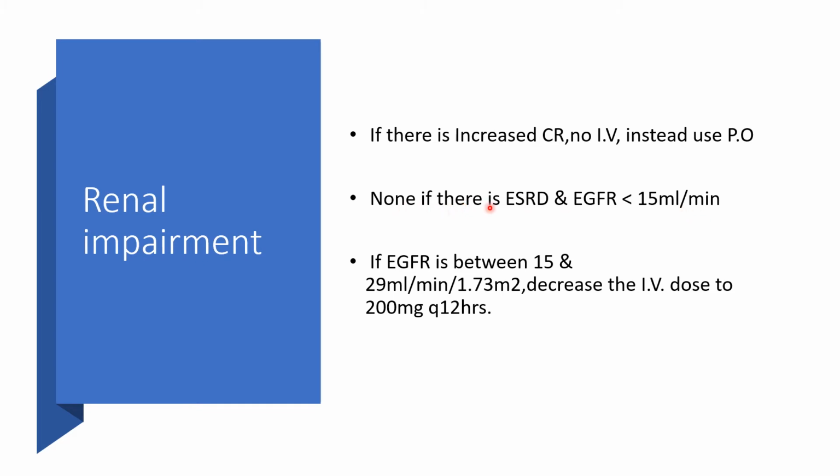None at all if eGFR is less than 15 ml per minute. If estimated glomerular filtration rate is between 15 and 29 ml per minute, decrease the IV dose to 200 mg every 12 hours from 300 mg, right?